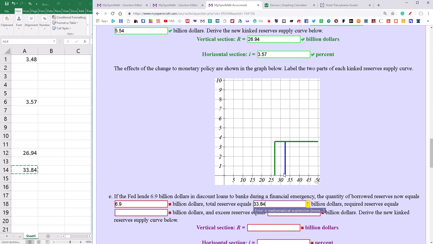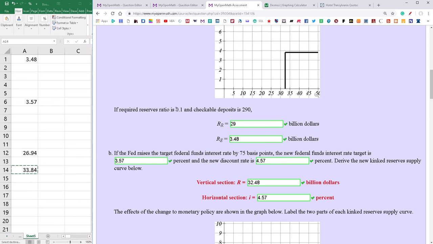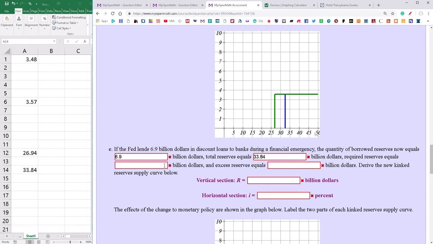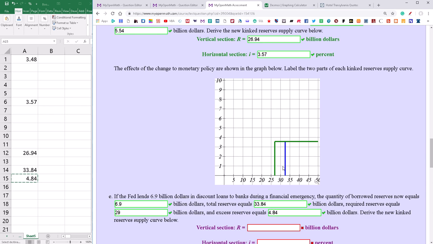Okay. What are required reserves equal to? Well, if we go back to our original scenario, required reserves are still 29 because we haven't done anything to checkable deposits, and nothing's happened to the reserve required ratio. So required reserves are still 29 billion. And excess reserves is the difference between that and this. So let's just subtract that. 33.84 minus required reserves gives us 4.84. And we'll go ahead and enter to see if we got it right. We should. Okay.